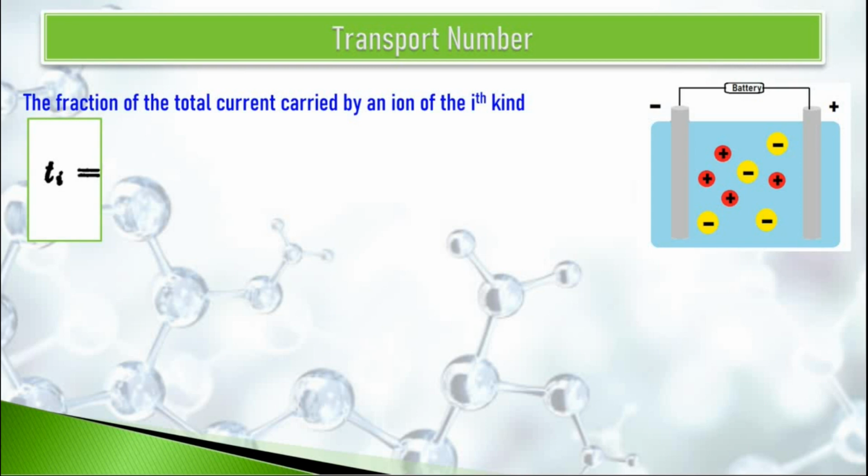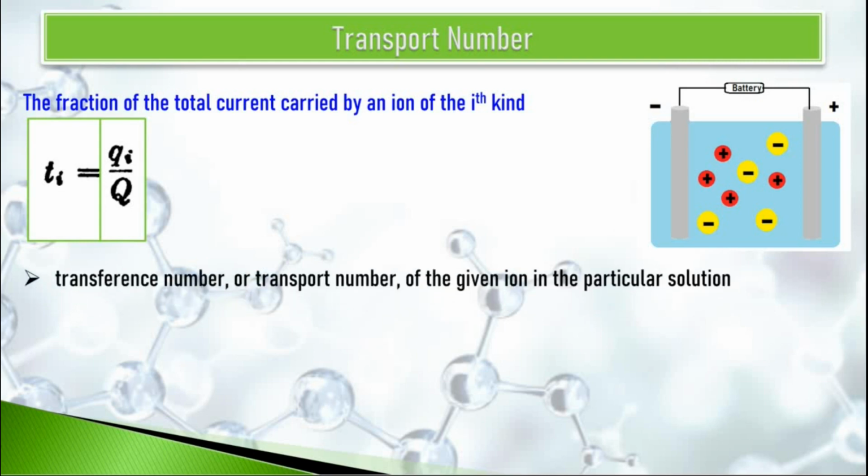ion divided by total current, total charge or total electricity flown through the solution, or mathematically Ti is equal to small qi upon capital Q, where small qi is the electricity carried by ith type of ion and capital Q is the total electricity flown through the solution. Transport number is also known as transference number.